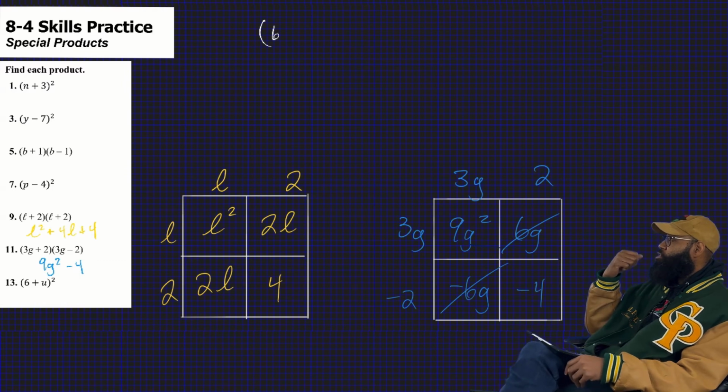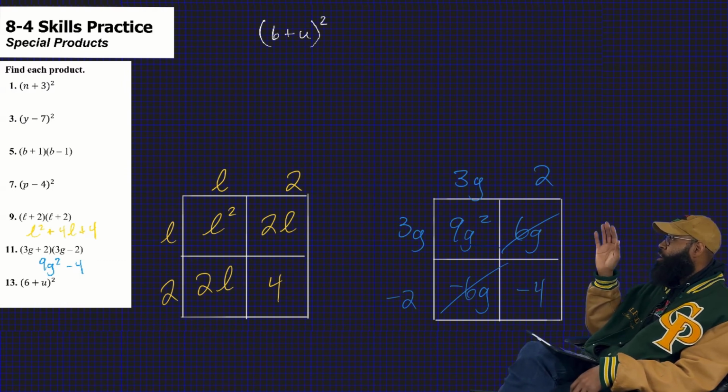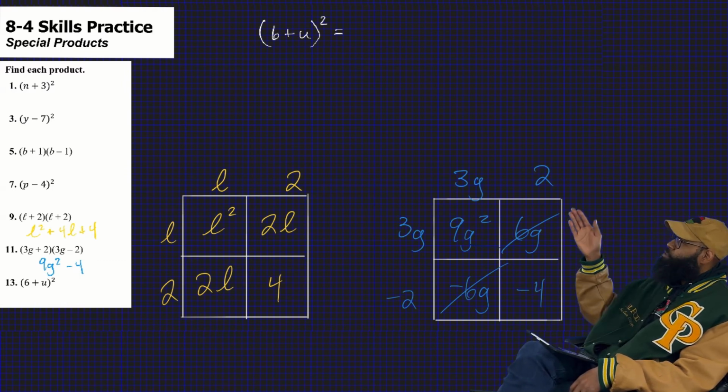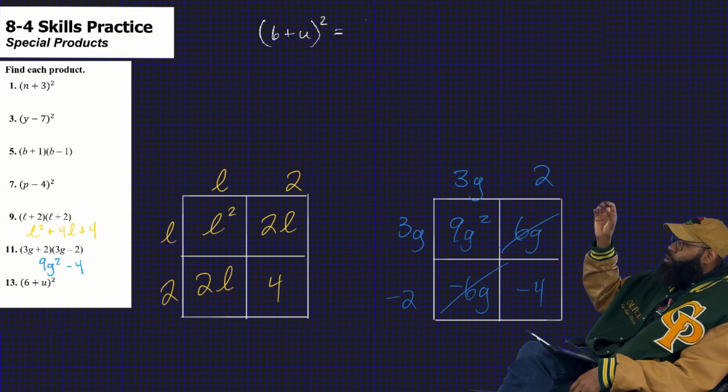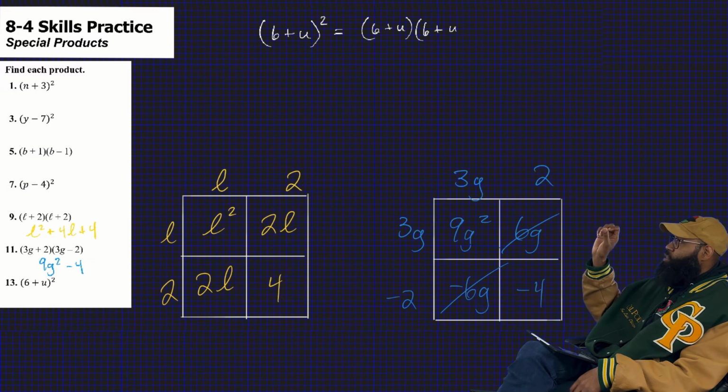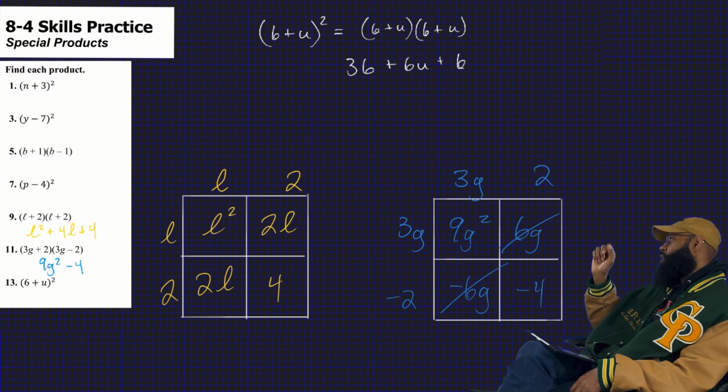So 6 plus U all to the second power. Again, when I see it, it's good for me to write it out. So the binomial is being squared. So that means I have 2 binomials, 6 plus U and 6 plus U. 6 times 6, 36. 6 times U, 6U, 6 times U again. Or I should say U times 6. And then of course U times U.